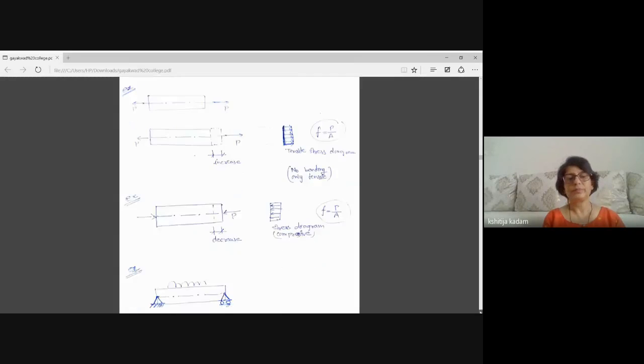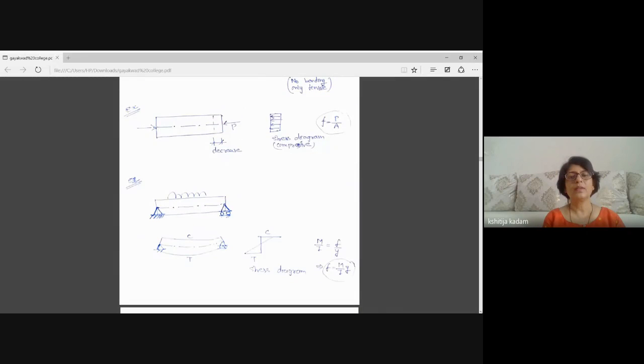Take another example. That same rod is there. Now I am applying a compressive force like this. So entire cross section will observe change in the length. The length will reduce and the stress diagram will be compressive, and the formula will be same, stress is equal to P by A. Now take third example.